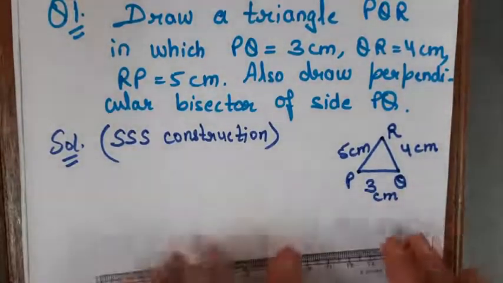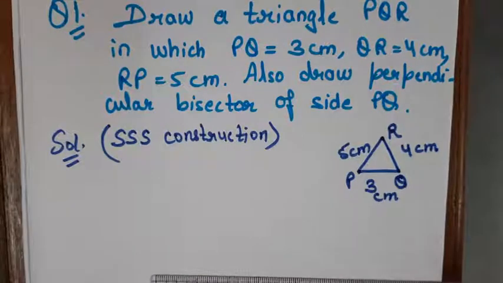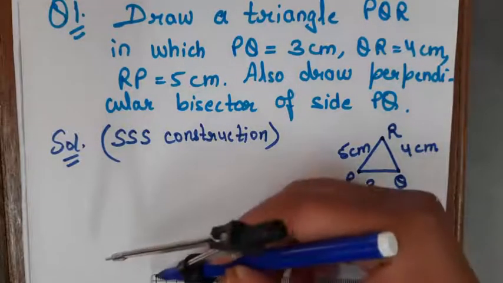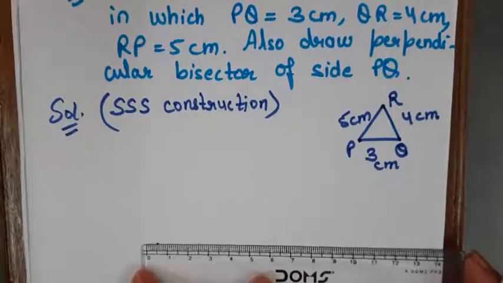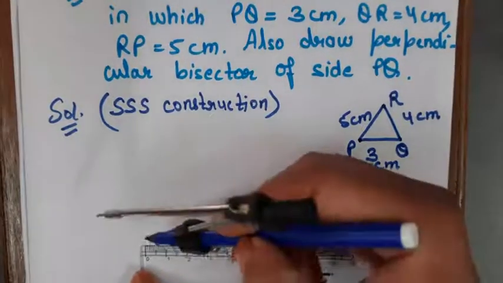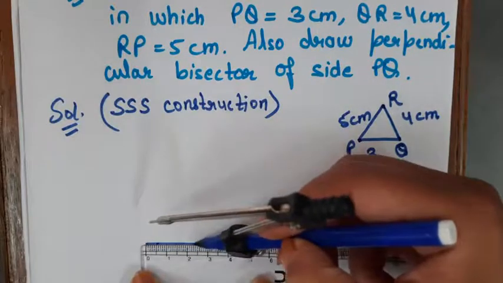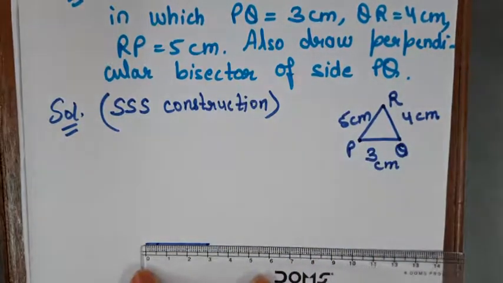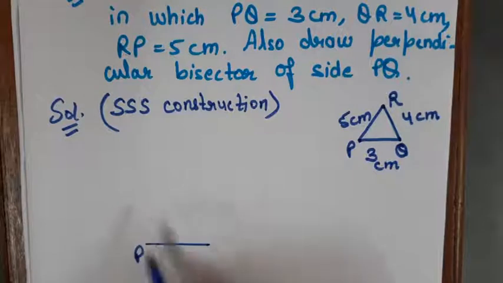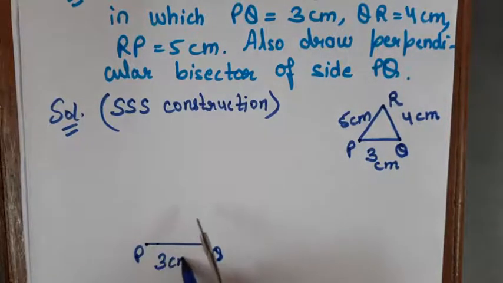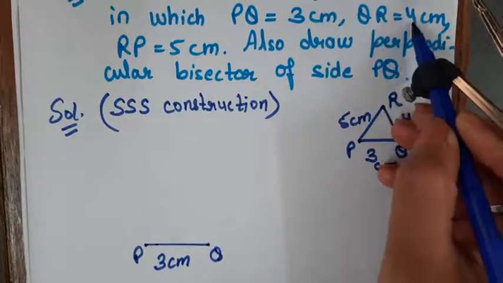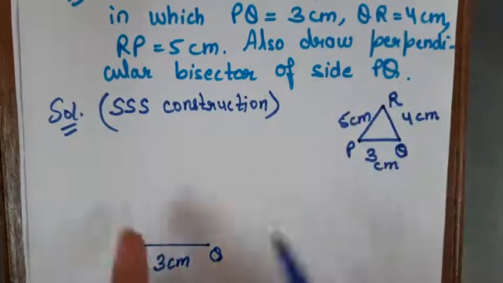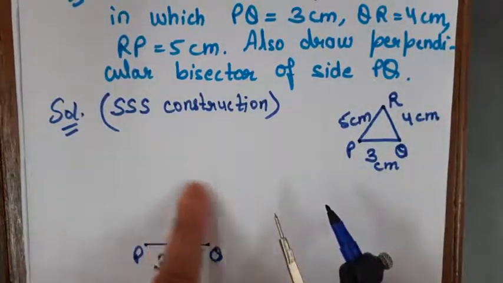Take the base PQ as 3 cm. So draw a line segment, take 0 point of the scale, start from 0 point of the scale and go to 3. This is 3 cm line segment PQ. These are the endpoints, 3 cm. Now QR is 4 cm, right? So R point is above there somewhere.